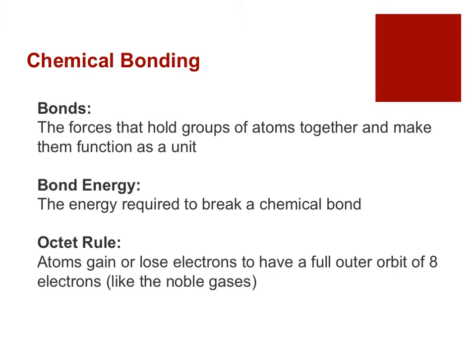Before we get into the details of ionic bonding, we first need to review a few definitions. First, a bond is the forces that hold groups of atoms together and make them function as a unit. Bond energy refers to the energy required to break a chemical bond. And finally, the octet rule says that atoms will gain or lose electrons in order to have a full outer or valence orbit of 8 electrons, just like noble gases.